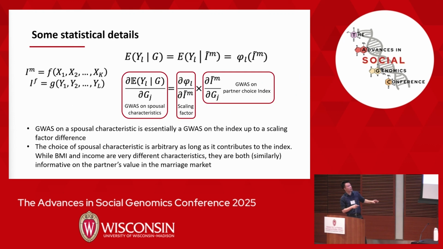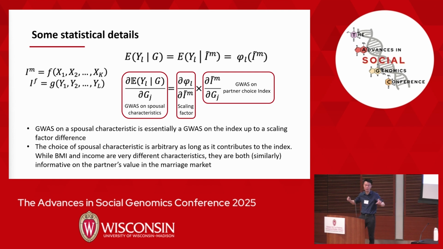Oh, this is just the math. So essentially, for example, this is wife's height. This is husband's genetics. If you want to do a GWAS on wife's outcome using husband's genetic data, this is actually just a rescaled version of the GWAS on husband's index.